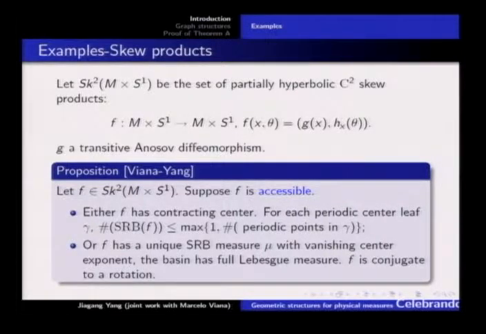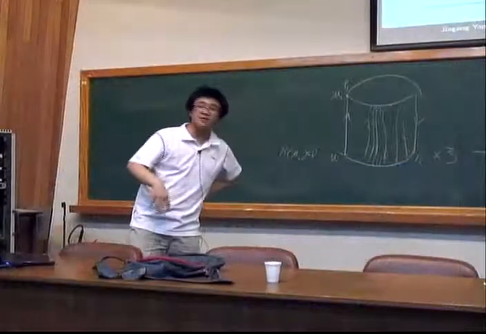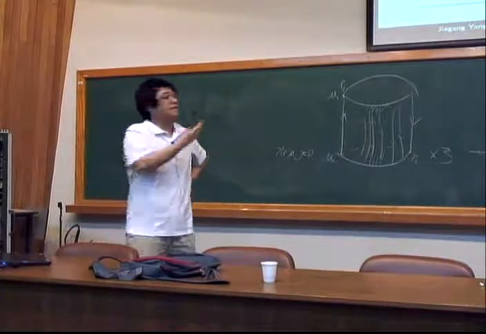It has a contracting center. You mean conjugate or rotation on the leaves? Yeah, on the leaves. And the measure is the Lebesgue measure. This physical measure is equivalent to Lebesgue. This is a rigidity phenomenon.